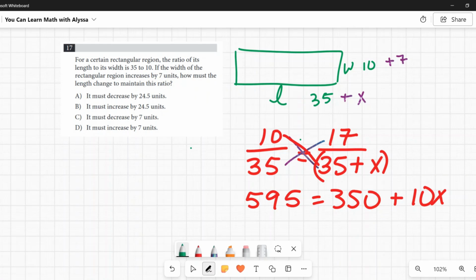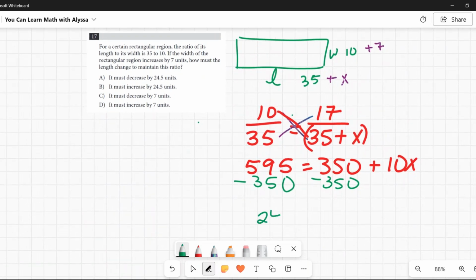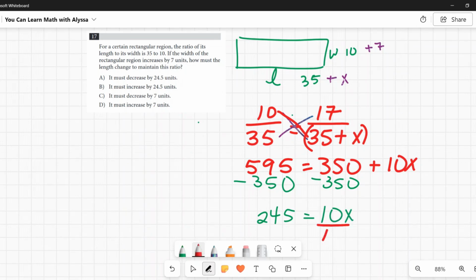So I'm going to subtract 350 from both sides to get rid of it, so I'll only have that 10x on the right. When I do that, I get 245 on the left and 10x on the right. I'm going to divide by 10 on both sides to get rid of that 10 times x. I'm undoing it, and I get that x is equal to 24.5. So that was the increase. It had to increase by 24.5, and that is B. So there's my answer right there. That's one way you can do it, by using this ratio and using a real world scenario.